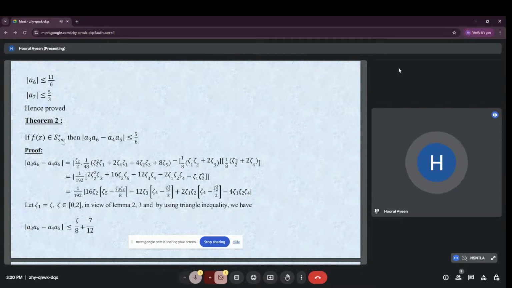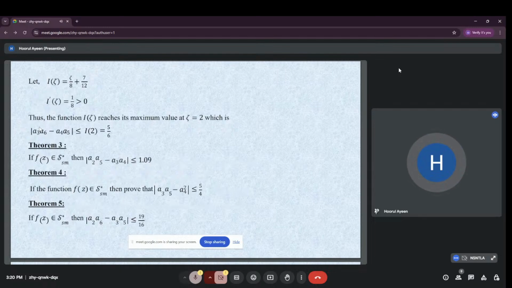Let us move on to Theorem 2. If the function f(z) belongs to the class of starlike functions with respect to symmetric points, then the fourth Hankel determinant modulus of a3 a6 minus a4 a5 is less than or equal to 5 by 6. Here I am using a different lemma. In the proof, first let us substitute the values of a3, a6, a4 and a5. I am rewriting this equation in the form of Lemma 2 so that I can substitute the values. After substituting, I get the equation for modulus of a3 a6 minus a4 a5.